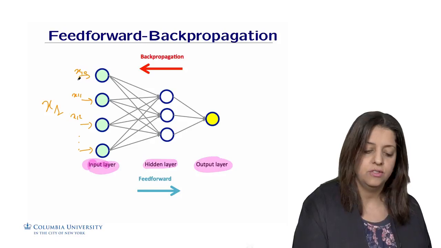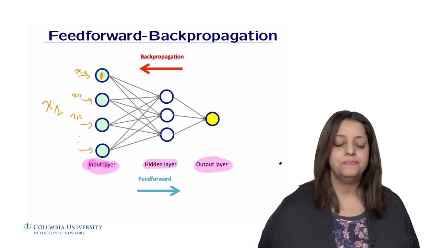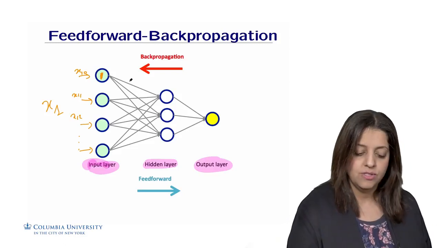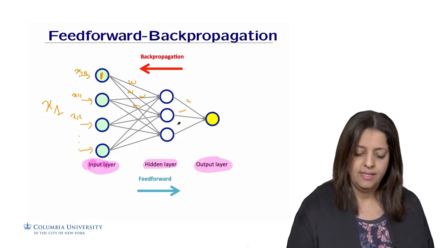So we start with feature 0. In general, we set this to 1. This is the intercept or the bias. Okay, so the idea is to start with some random or small weights for all these connections. We have also weights here.